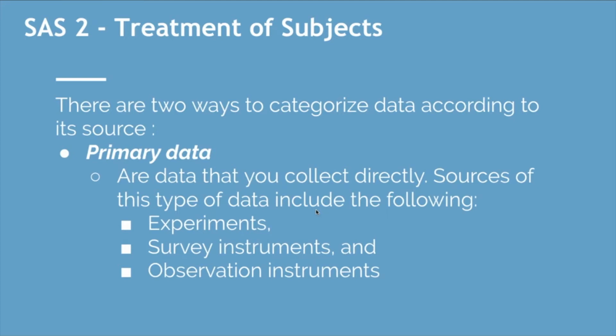Experiments. Let's say you conduct experiments on something, and the data you collect from that experiment is your own primary data. Survey instruments. Let's say that we've created a survey and we've polled some people about certain questions. That data is your own data. It's primary data. And observation instruments, let's look at this from the perspective of facial recognition. The government has these computers that can look at the cameras all over the world and recognize people's faces. That's primary data for the government. So primary data is data that you collect directly.